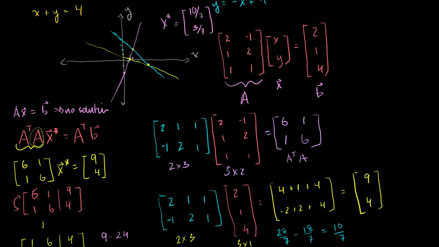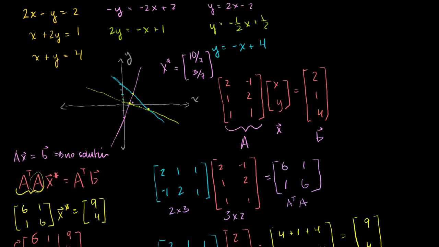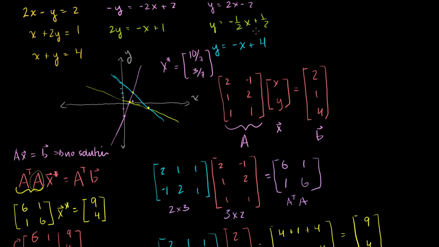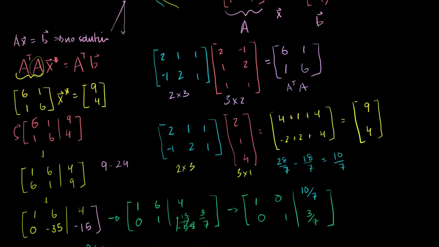And so when you put x equal to 10/7 and y equal to 3/7, you are going to minimize the collective squares of the distances between all of these guys. And I drew this a little bit too small to show that. But let's actually figure out what our minimized difference is, what our minimized distance is.